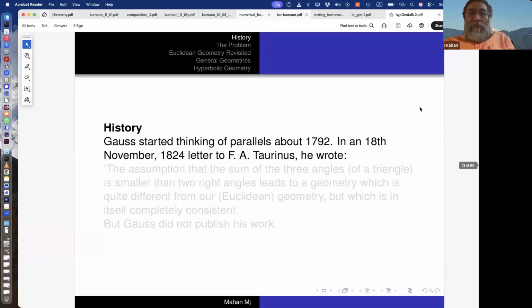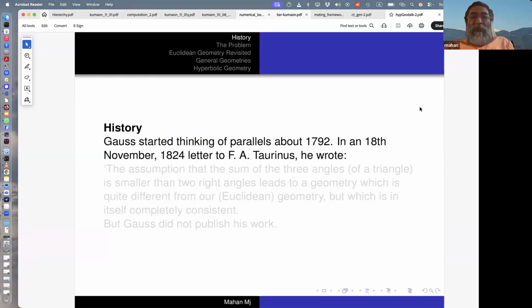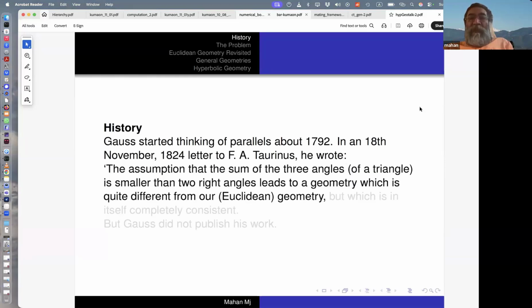Gauss started thinking of parallels in the late 18th century, and in the early 19th century, to his friend Taurinus, he wrote the following. The assumption that the sum of the three angles of a triangle is smaller than two right angles. See, as I said, the parallel postulate is equivalent to the statement that the sum of the angles is equal to 180 degrees. What Gauss is saying here is that you replace that axiom by something that violates it. The sum of the angles is strictly less than 180 degrees.